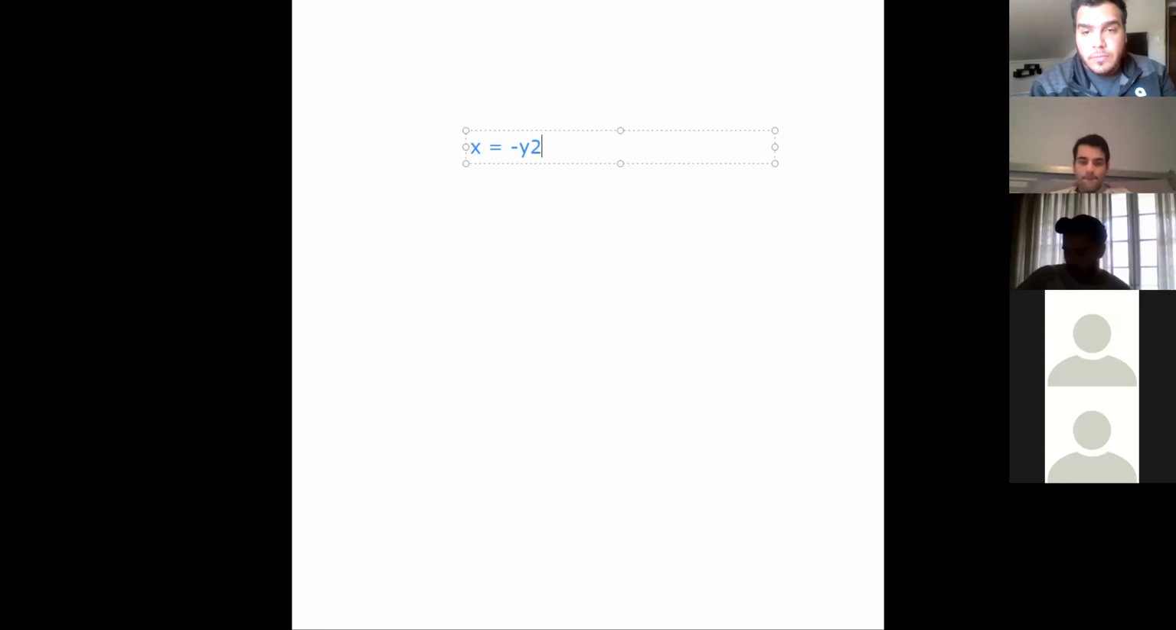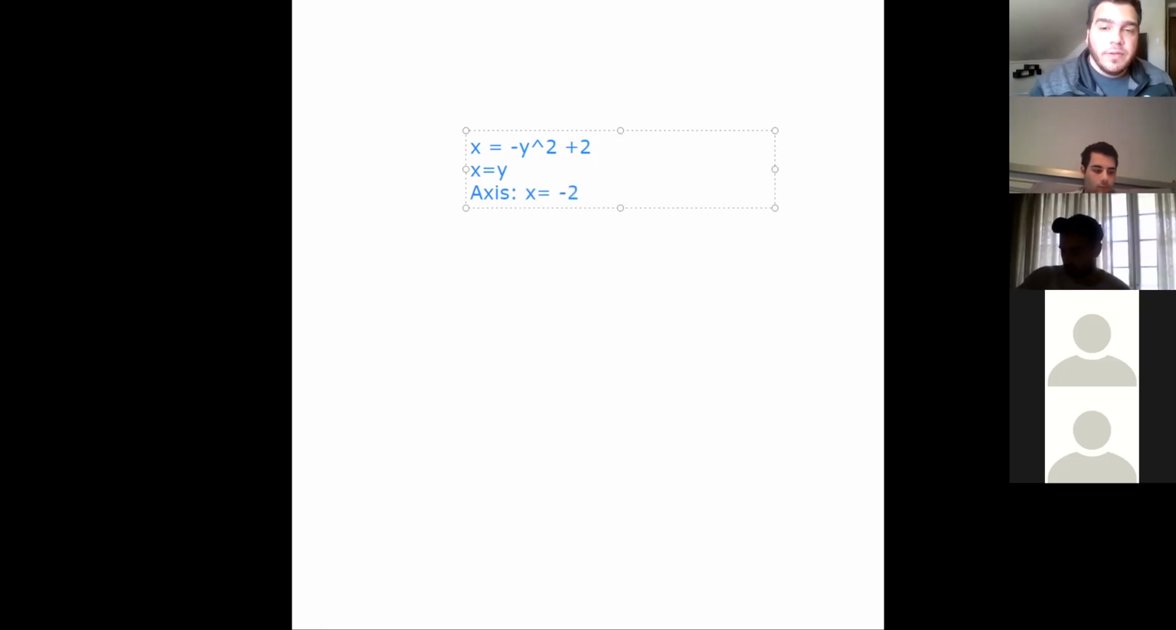Okay, so let's get this. So first one is, maybe it's easier to type, x equals negative y squared plus 2. And your second equation is x equals y. And we have our new axis, which is x equals negative 2, right there. So we're going to have to do it.